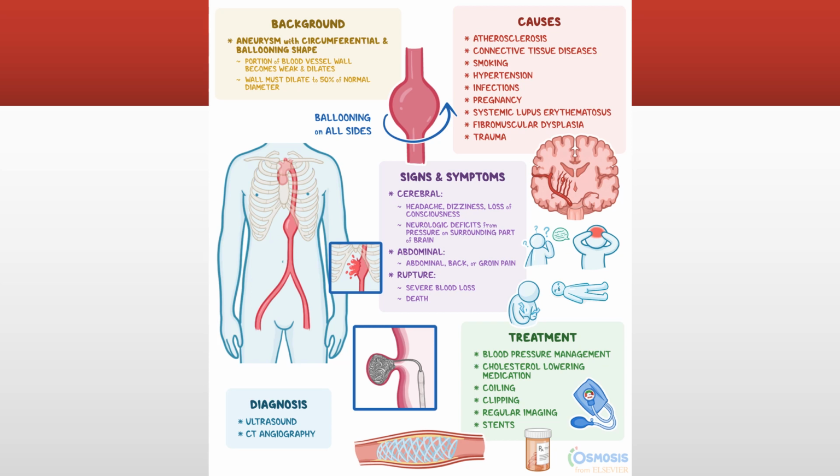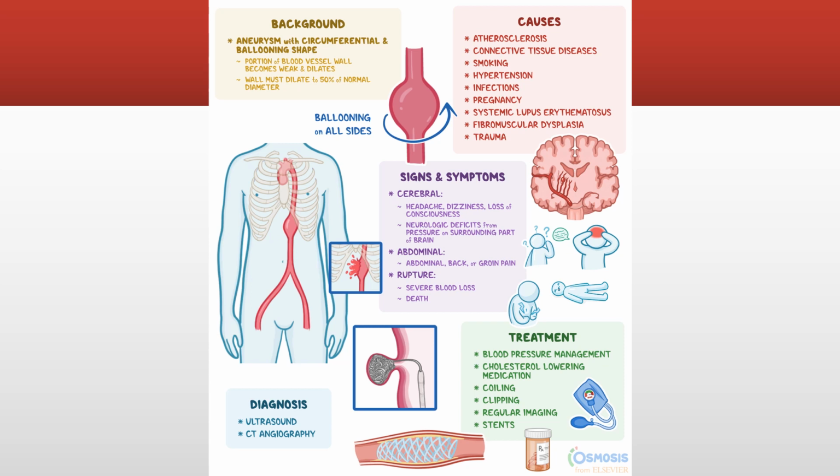Let's do the signs and symptoms, and that just depends on where the aneurysm is. It could be in your head, and the patient will present with headache, dizziness, maybe confusion, neurological deficits, possibly like a stroke. If it's in the abdomen, abdominal pain, back pain, groin pain. If it's the ascending aorta, you may get chest pain. If these aneurysms rupture, it could cause severe blood loss and death.